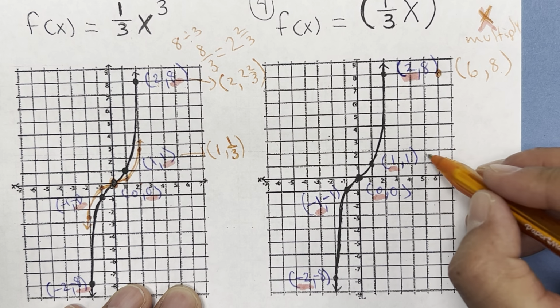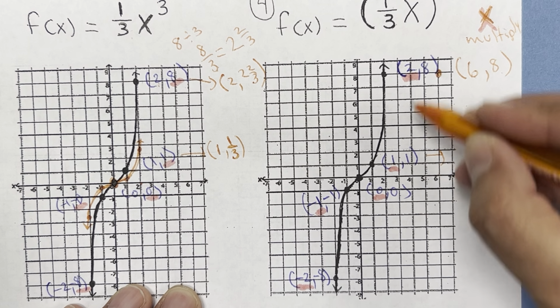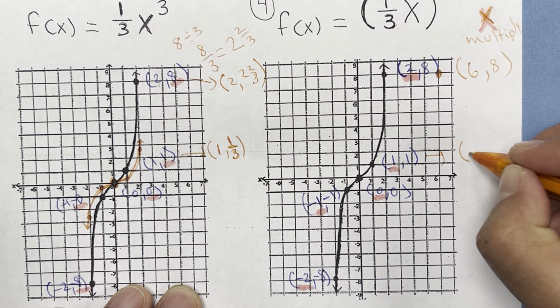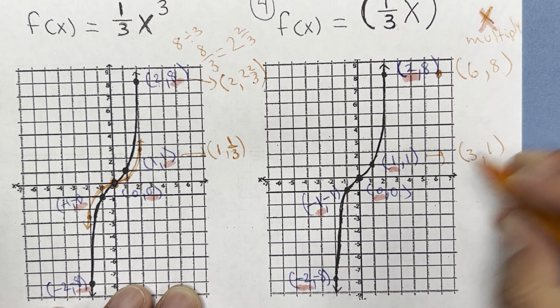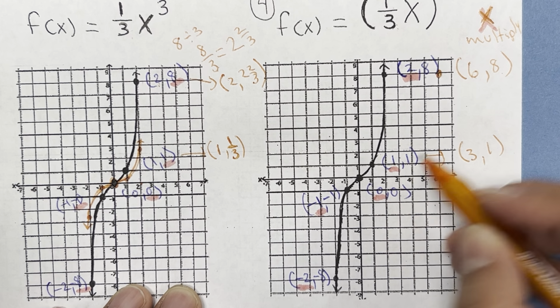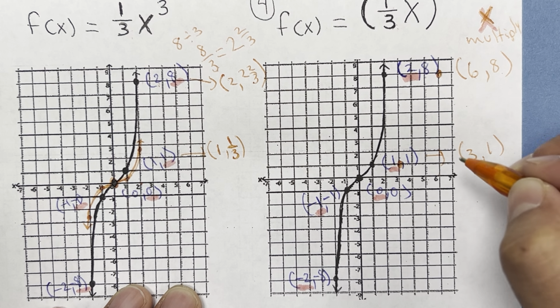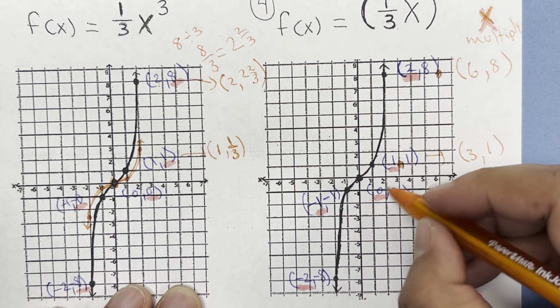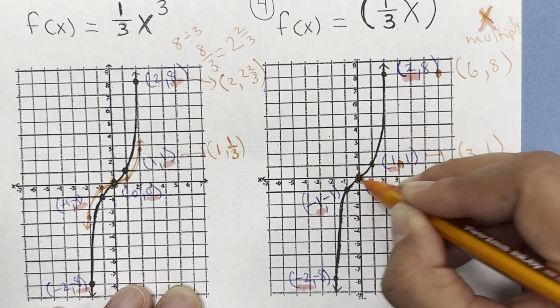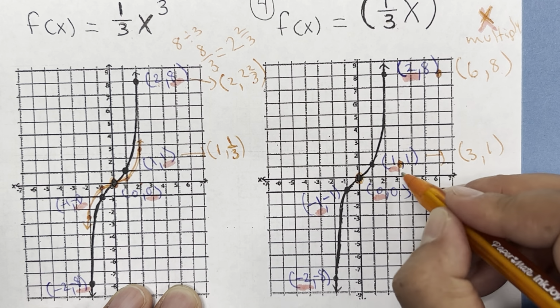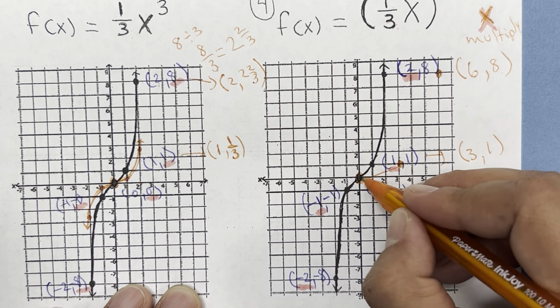This point, 1 times 3 is 3. And the y stays the same, so 1, 2, 3, and 1. Again, this point stretched over here. 0 times 3 is 0. That one stays the same, right? 0, 0. So on this side, it's going to go like this.